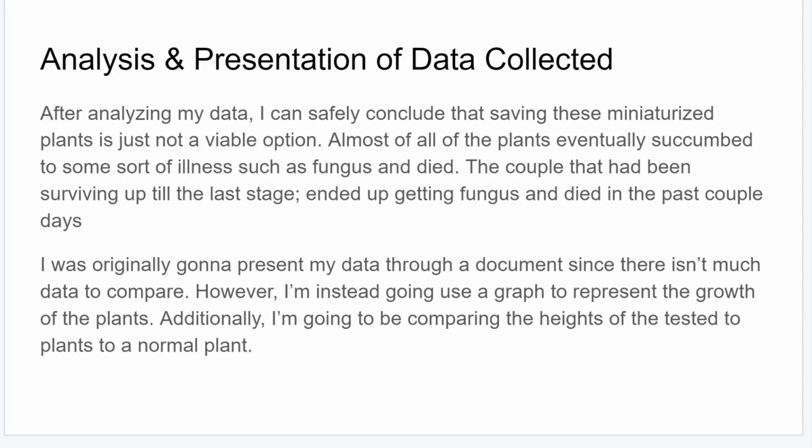I was going to present the data in a Word file, but that's just not visually appealing. Instead, I'm going to present the data in two bar graphs to help visualize the growth rate of the plants. Additionally, I'm going to be comparing the tallest miniaturized plants with an average size normal plant. That way we have an idea of the growth difference between the two.